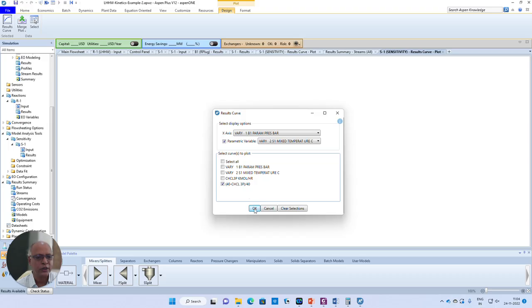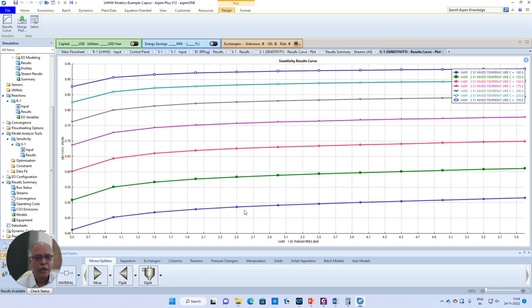Just plotting the conversion. So now you can see, as we keep on increasing the temperature, conversion is increasing. And similarly, when you increase the pressure, conversion is also increasing. Probably towards the latter part, there may not be a substantial increase, right?